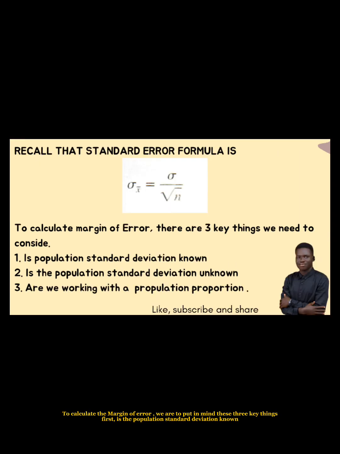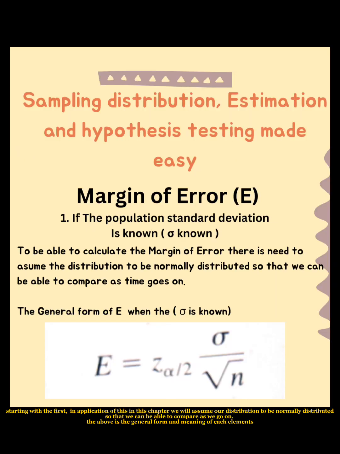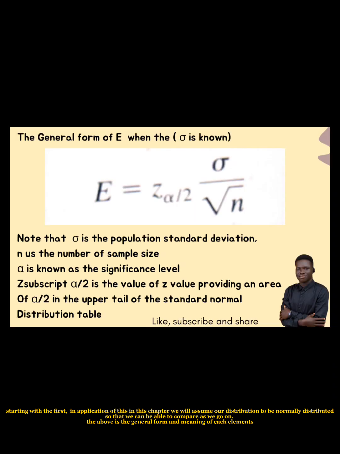To calculate the margin of error, we are to keep in mind these three key things. First, is the population standard deviation known? Second, is the population standard deviation unknown? Third, are we working with a population proportion? Starting with the first, in the application of this in this chapter we will assume our distribution to be normally distributed, so that we can compare as we go on. The above is the general form and meaning of each element.